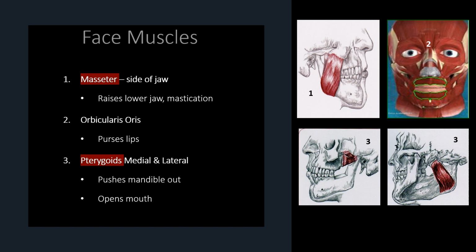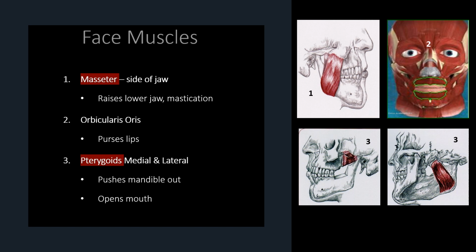Then we have the pterygoids. Silent P, sounds like a pterodactyl. Pterygoids. Now, these are medial and lateral pterygoids. And the pterygoids push the mandible out and open the mouth. So that's your pterygoids, pushing the mandible out to open the mouth. Now, there are 2 of them. I wouldn't worry too much about this. We have had pterygoids in the examination, but not very often, and we've never had them referred to as medial and lateral, so I wouldn't worry about that either.